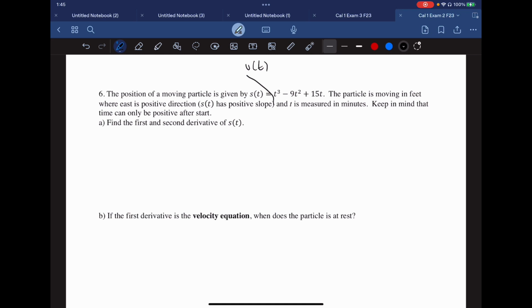Keep in mind that time can only be positive after start. So t can never be a negative number. So t just cannot be a negative number.